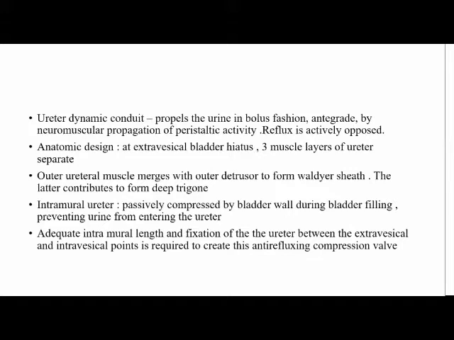Coming to the anatomical design, at the extravesical bladder hiatus, there are 3 muscle layers of the ureter that are separate. The outer ureteral muscle merges with the outer detrusor to form the Waldeyer sheath. This Waldeyer sheath will contribute to form the deep trigone. The intramural ureter is passively compressed by the bladder wall during bladder filling, preventing the urine from entering the ureter. Adequate intramural length and fixation of the ureter between the extravesical and intravesical points is required to create this anti-refluxing compression valve.